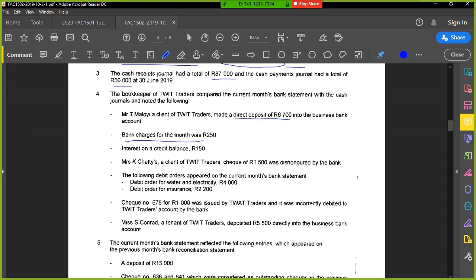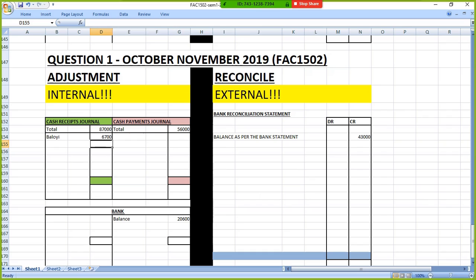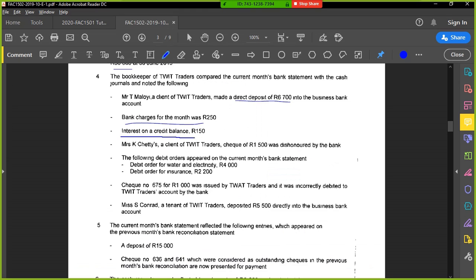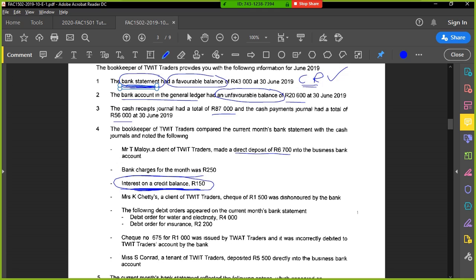Okay, bank charges. Where are you going to put it? It's going to go on in our records. Good. 250. Cash payments, right? Yeah. Interest. Where are you going to put it? In our records. Which side? It's interest on a credit balance. So it's in the cash payments journal. Why cash payments? Oh, we're receiving interest. Sorry, cash receipts journal. Is this good interest or bad interest? It's good interest. Yes. Be careful. Remember, this is interest on a credit balance.